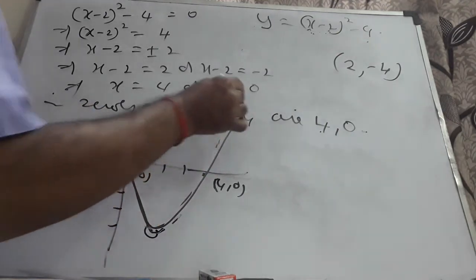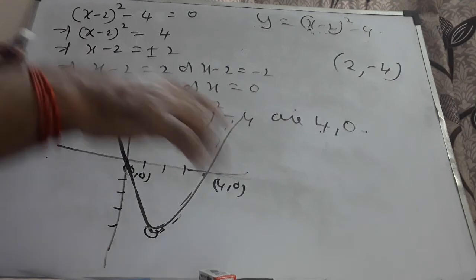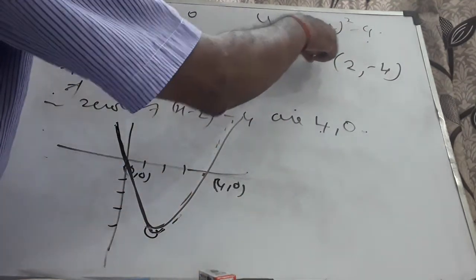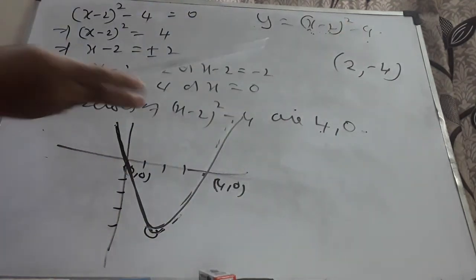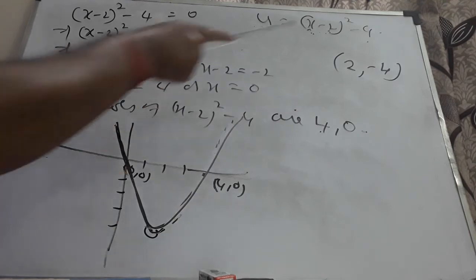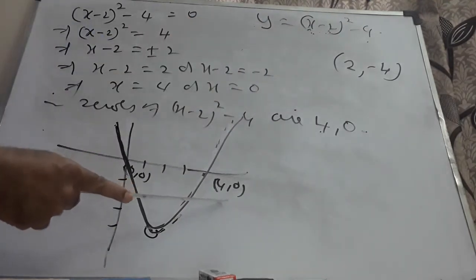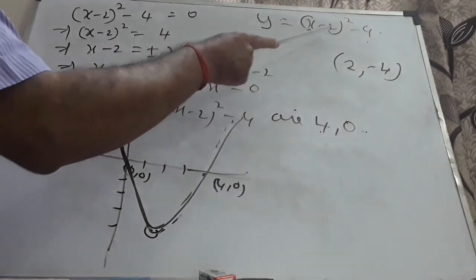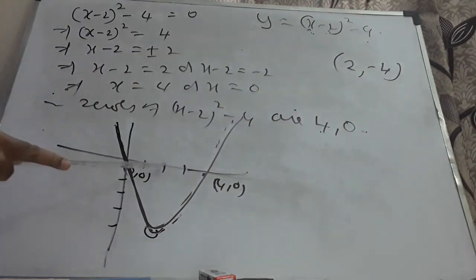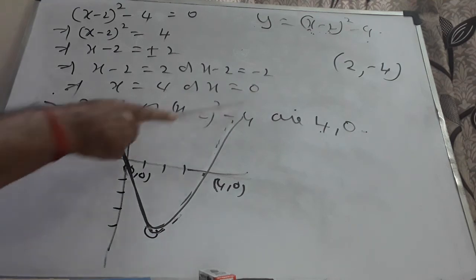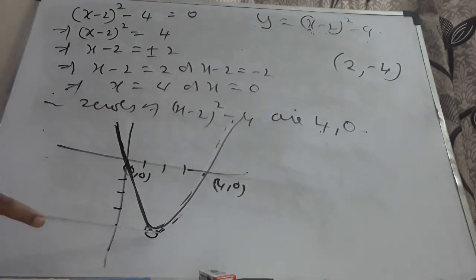I repeat once again, when x is 0, y is also 0, 4 minus 4 is 0. When x is 4, again y is 0. It passes through 0, 0 and 4, 0. Then when x is 2, y is minus 4. It passes through 2, minus 4. Therefore, joining these 3 points, I'll get a graph like this. Okay, the graph will be a parabola like this. This is called the vertex that you will see in higher classes.